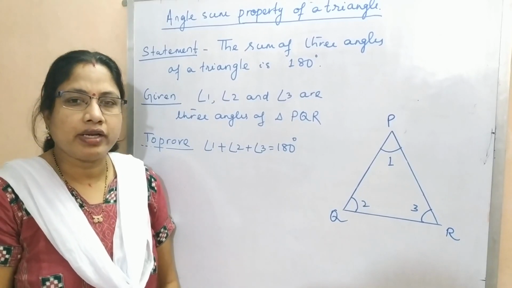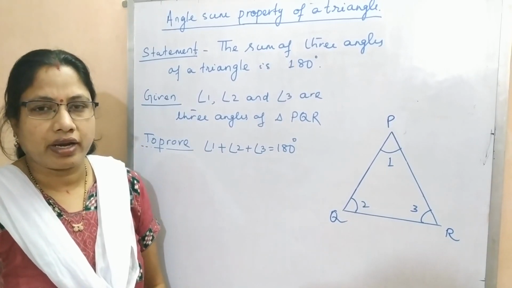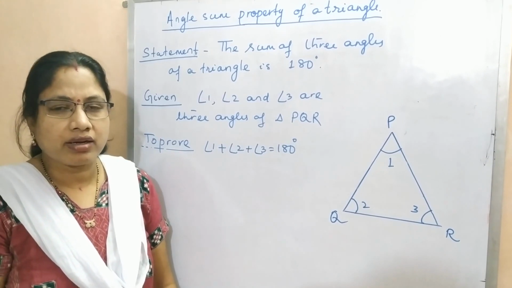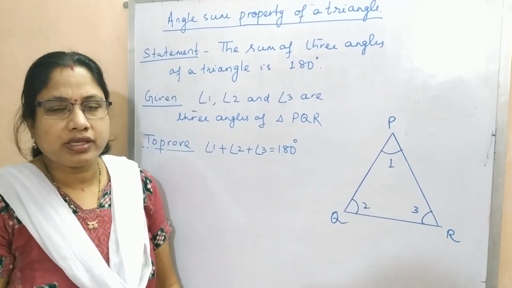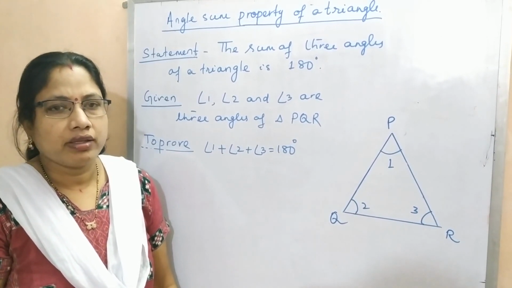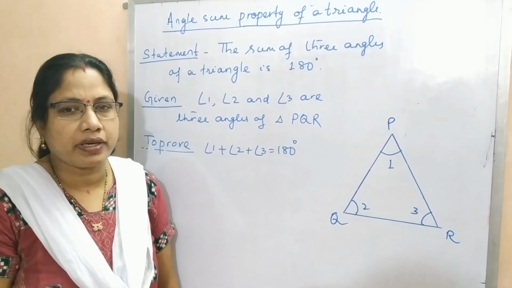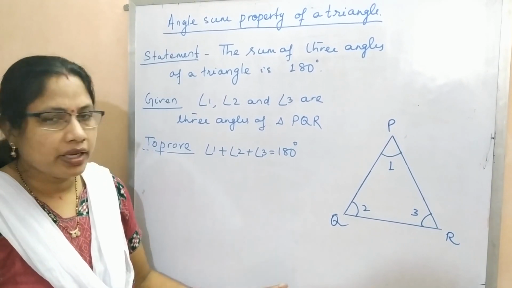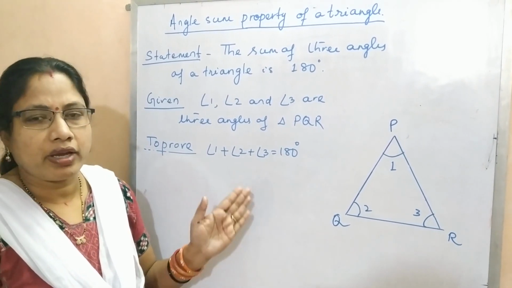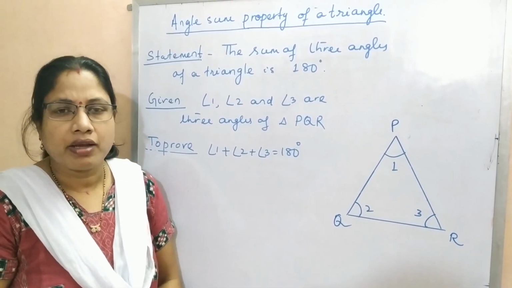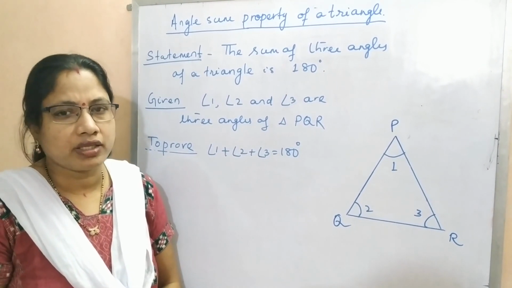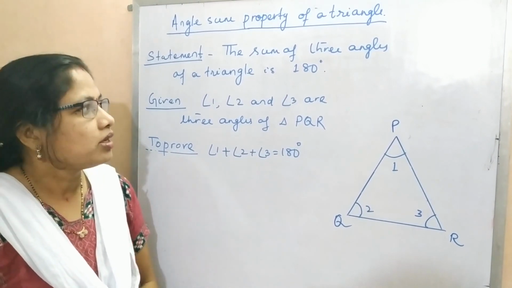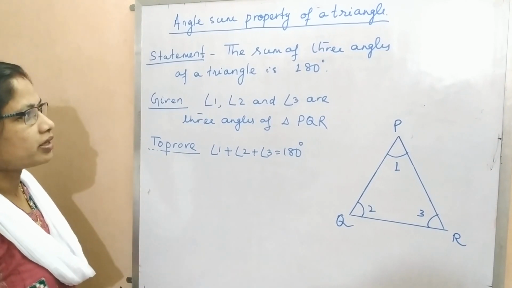All of you know what is the angle sum property of a triangle, and in your earlier classes you proved this angle sum property, that is the sum of three angles of a triangle is 180 degrees, by different experiments. But here we will prove the angle sum property of a triangle by using the axioms and theorems of parallel lines. So here I have written the statement.